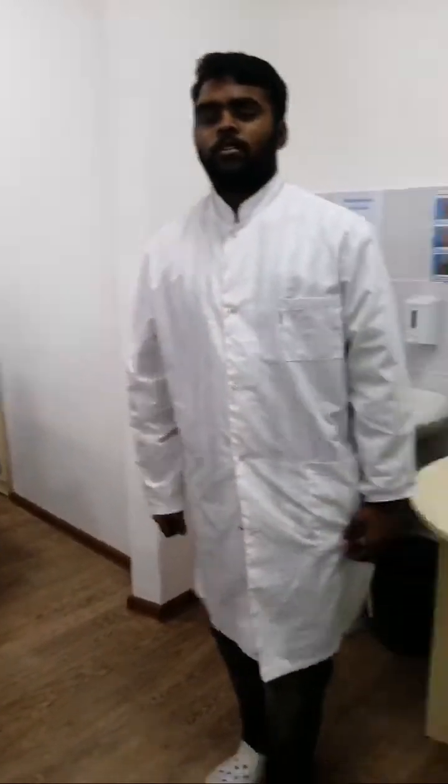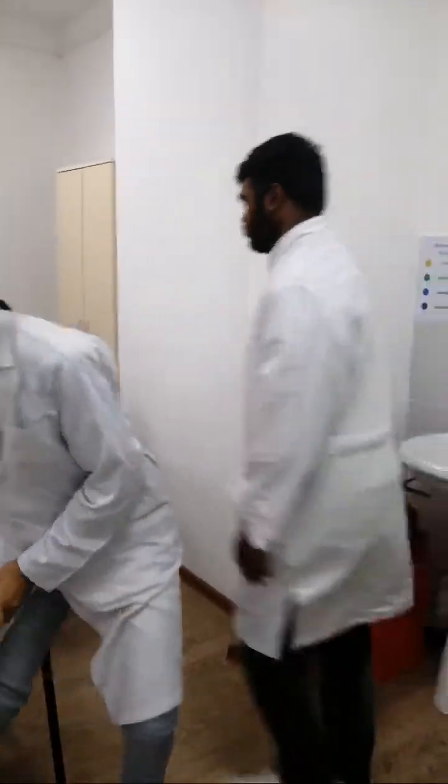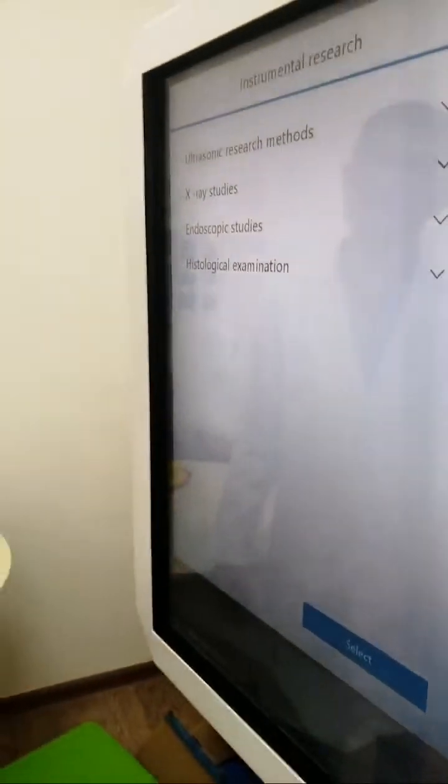Okay. If your platelets are decreasing, we assess thrombocytopenia or thrombocytosis. If decreasing, thrombocytopenia. Okay. Please familiarize. Thank you so much to our student. Next step is instrumental research. Okay, instrumental research.